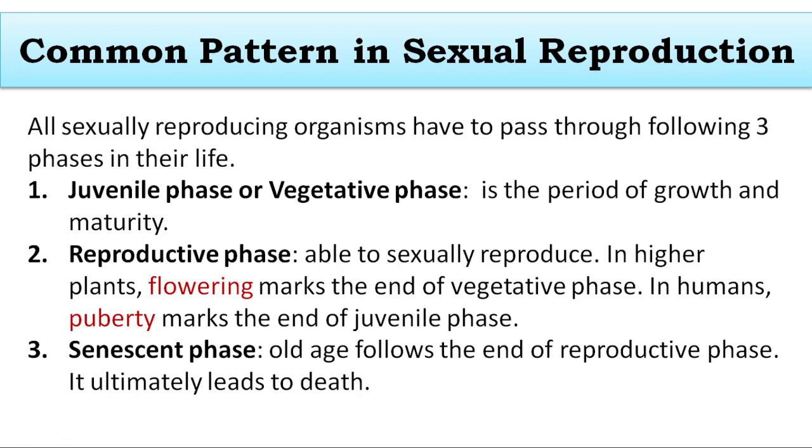What happens is in humans, they have to enter puberty, right? So puberty marks the end of the juvenile phase and the entry into the reproductive phase. And then finally we have the senescent phase. After the end of the reproductive phase, an organism reproduces, and later on they grow old, right? And when it grows old, it cannot reproduce further, and finally it will die, right? So it happens due to different changes in its metabolism, right?